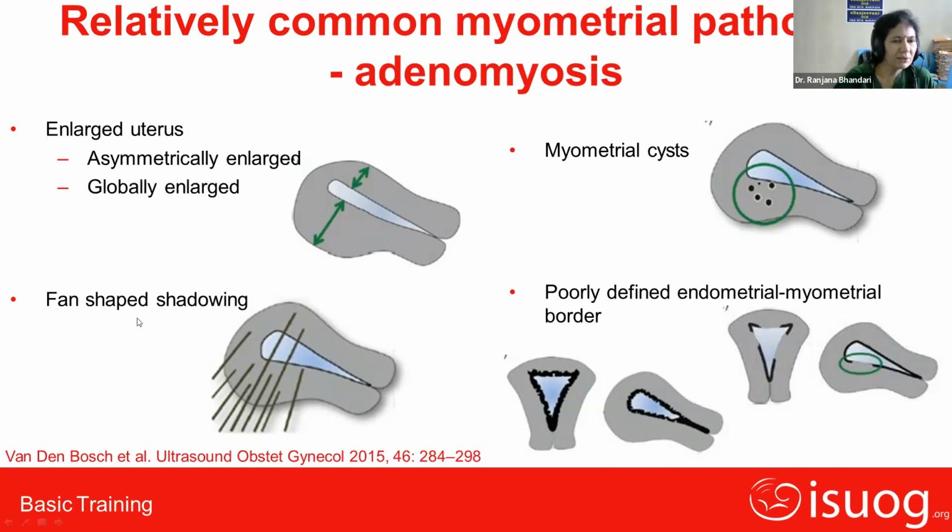Second is fan-shaped shadowing. Now, what do you mean by fan-shaped shadowing? It is subendometrial linear striations. It is due to the muscular hypertrophy, all from the muscle, everything.